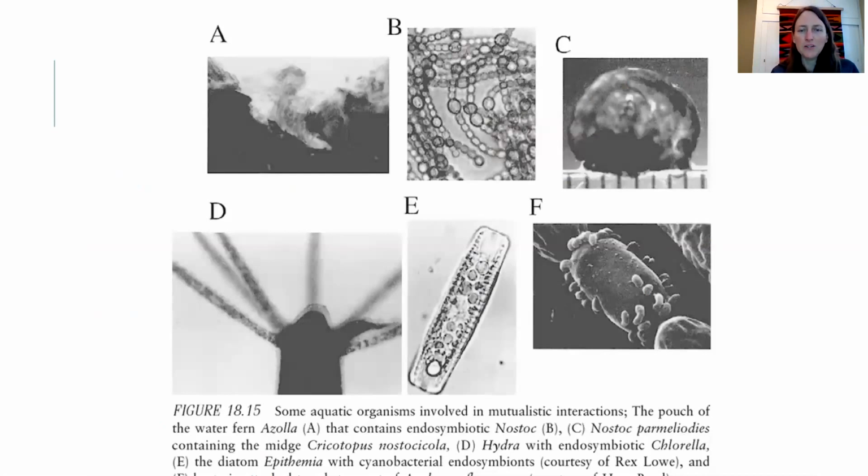So here are a few other mutualistic interactions. The water fern Azolla contains an endosymbiotic Nostoc. There's a Nostoc that contains the midge Cryptopus nosticicola. There are hydra with endosymbiotic Chlorella algae. There are diatoms with cyanobacterial endosymbionts, and bacteria attached to the heterocyst of Anabaena. So lots of ways to be a mutualist in the aquatic environment.